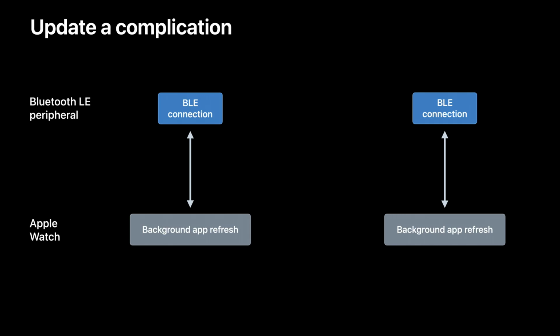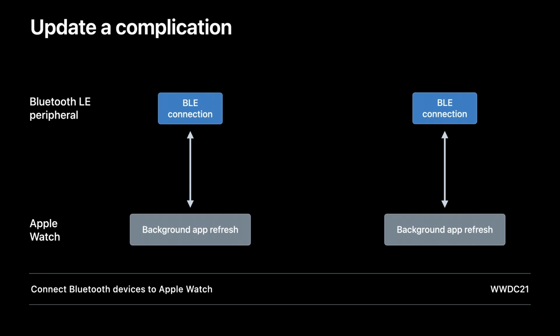As a quick refresher, last year watchOS allowed you to update your complication using background app refresh, which runs periodically in the background. Whenever background app refresh happens, it allows your app to reconnect to your Bluetooth peripheral, retrieve data, and then disconnect from your peripheral. For more details about this, watch the video called Connect Bluetooth Devices to Apple Watch.